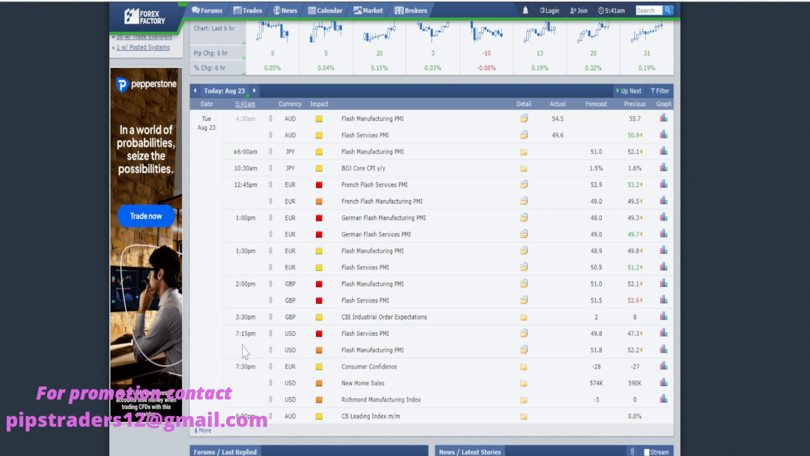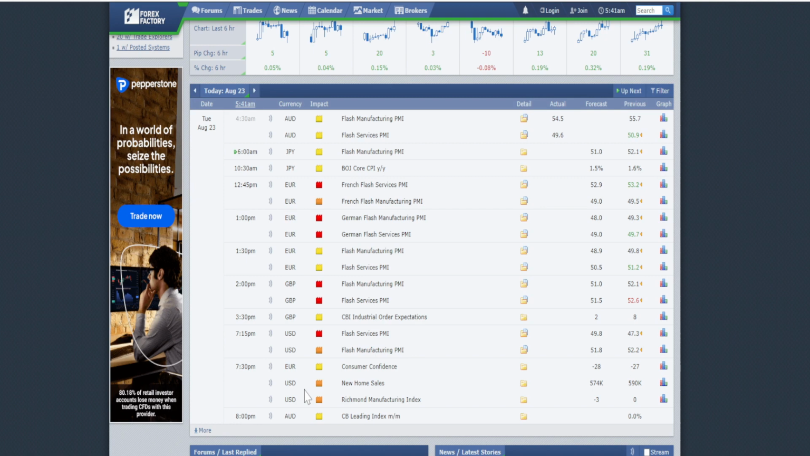And at 7:15 p.m. we have high impact news planned for US dollar related currency pairs. Then at 7:30 p.m. we have medium impact news planned for US dollar related currency pairs. So today we have lots of high impact news for major currency pairs. Always trade with a stop loss and I request you to have a proper trading plan before entering into a trade.